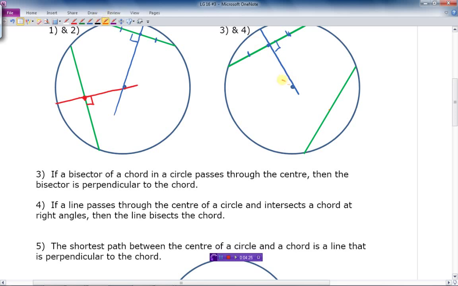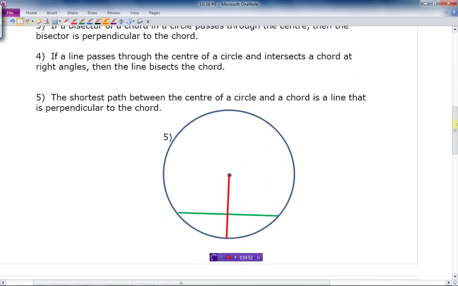Okay, something like that. Okay, if a line from the center of the circle intersects a chord at a right angle, if it touches it at 90 degrees, what it says is that these two halves have to be equal. It bisects the chord in two equal parts. So that's basically one rule, but four different ways of looking at it.